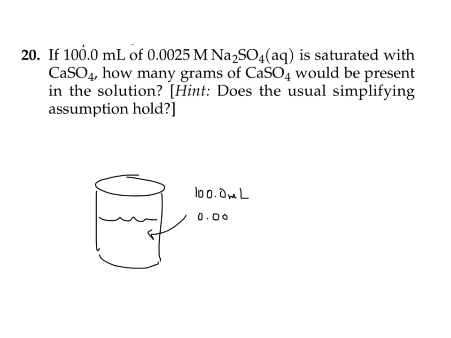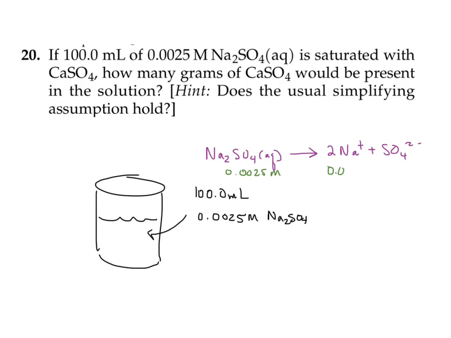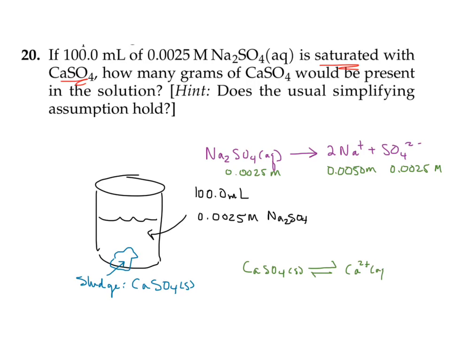And last but not least, it says again, instead of pure water, you're going to try to dissolve something that is in 0.0025 molar sodium sulfate. So I went ahead and dissected what that means. Notice the solid of interest is calcium sulfate. Okay, so that's my sludge, calcium sulfate solid. Calcium sulfate is basically insoluble, but to a certain degree, it will ionize according to its KSP expression like that.